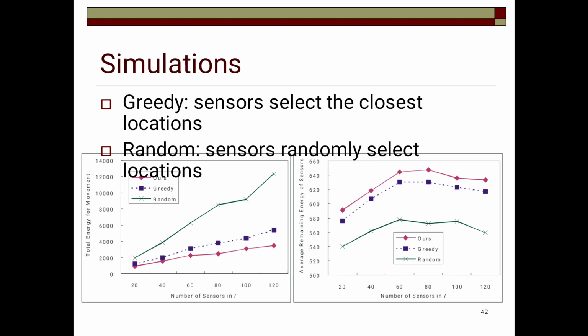Simulations. Greedy: sensors select the closest locations. Random: sensors randomly select locations. So in greedy, the energy spent is low, whereas in random, the energy spent is a bit high. Okay?